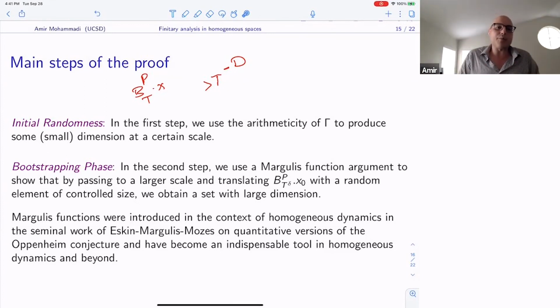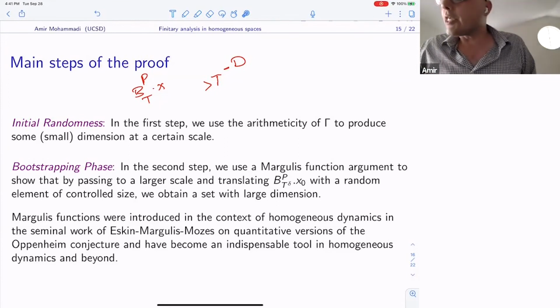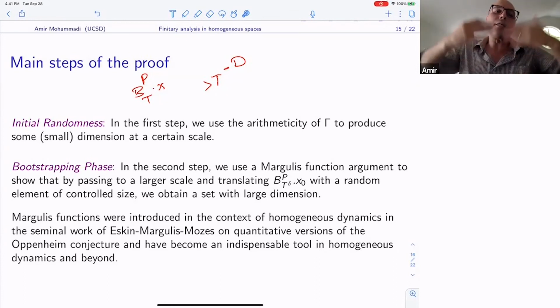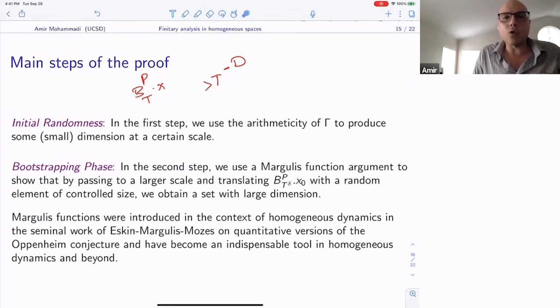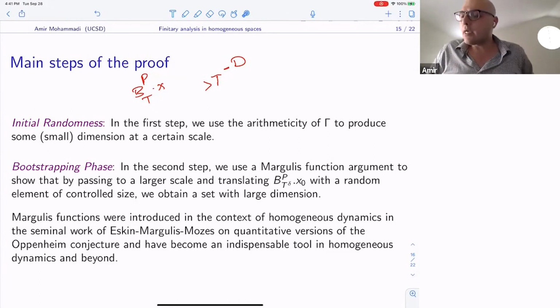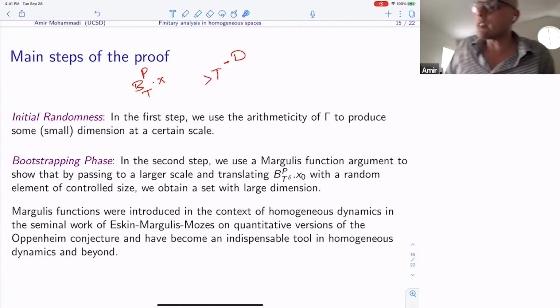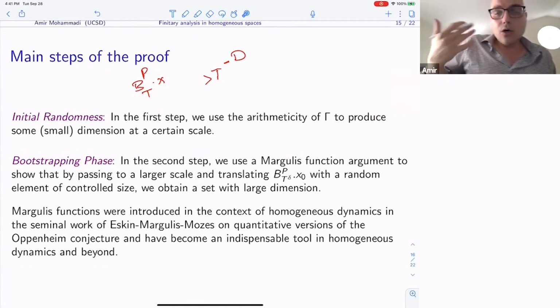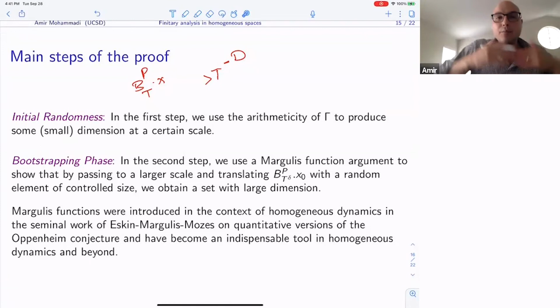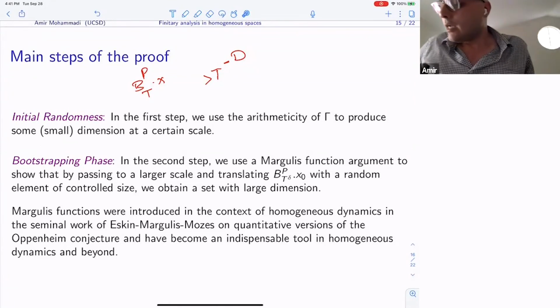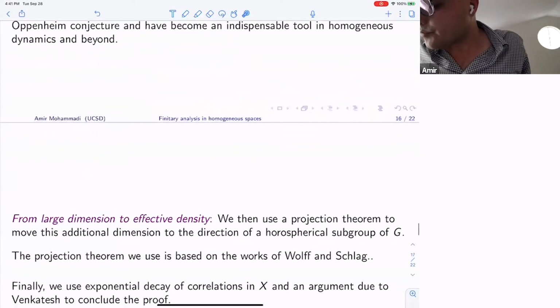And the goal is to bring this d down to a range where you can get some useful information. And this is this bootstrapping phase, where we try to use some sort of a random walk to decrease this d by passing to a different scale, improving this dimension at coarser scales. Here we use these techniques of Margulis functions, which were introduced by Margulis, Eskin, and Mozes in their work on quantitative versions of, basically equidistribution versions of, the Oppenheim conjecture. So we use this to bootstrap this dimension to a dimension that is close to the optimal dimension.